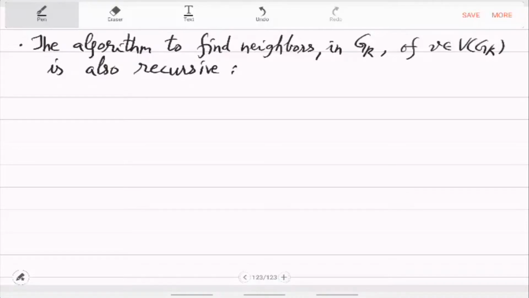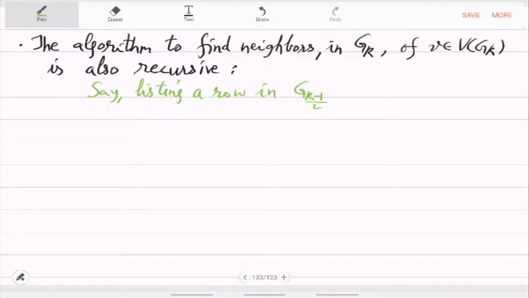That is not surprising because the definition of Gk itself was recursive, right? So just follow that recursion algorithmically. So say, listing a row in G_{k-1}^2.